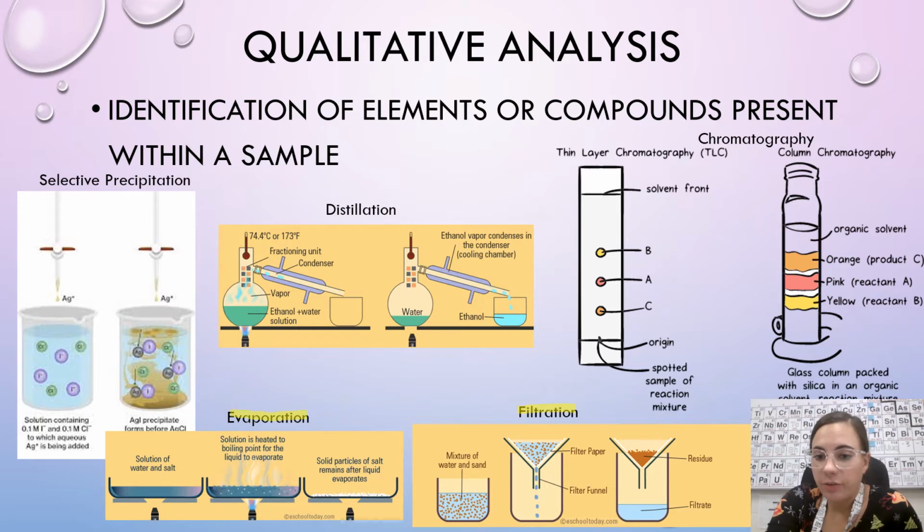Filtration, also very simple. If you've got some kind of mixture, like it could be a precipitate that has formed from an aqueous solution, something as simple as sand in this example, we're going to filter it. It's going to take it out based on its size, and the things that don't fit through the filter paper are going to remain. So again, super simple, something you already know.